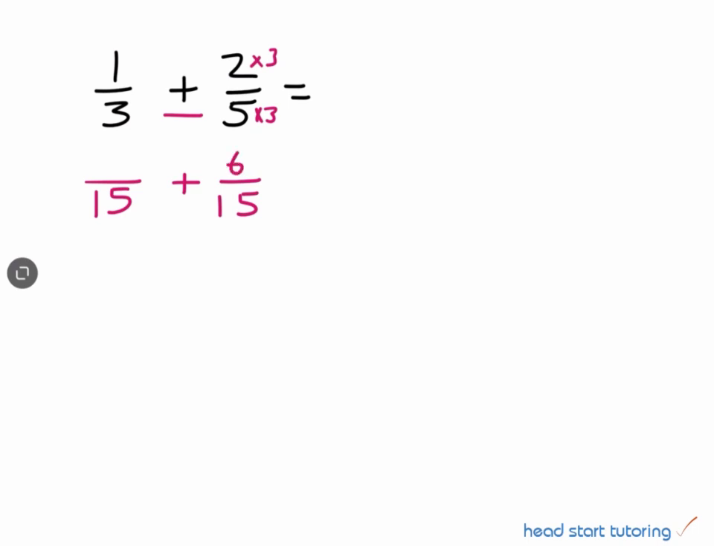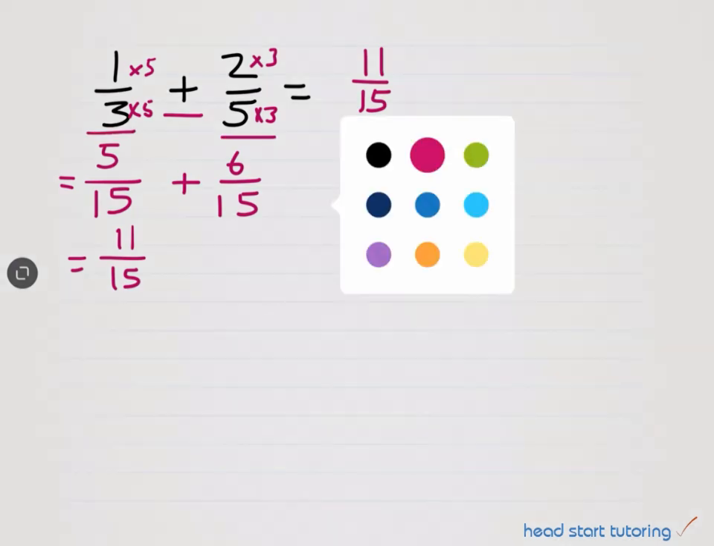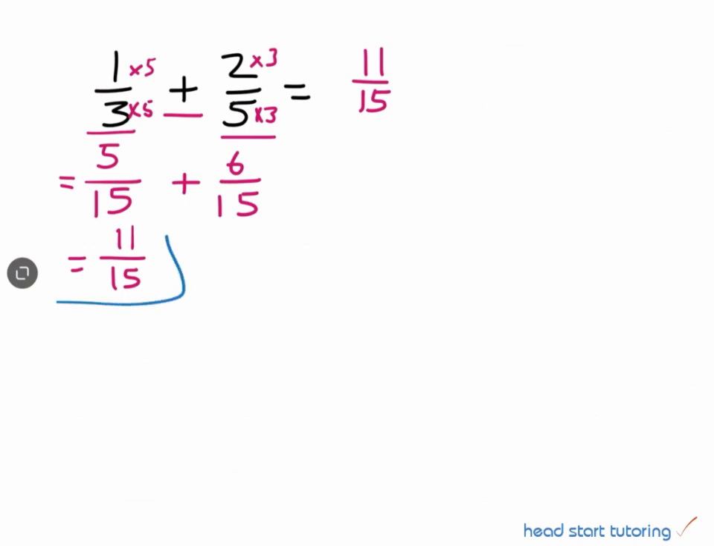So that'll give us an answer of 6, and this will give us an answer of 5. So we end up getting 5 over 15 plus 6 over 15. Once our denominators are the same, we can add our numerators. So we get an answer of 11 over 15. So 1/3 plus 2/5 equals 11 over 15.